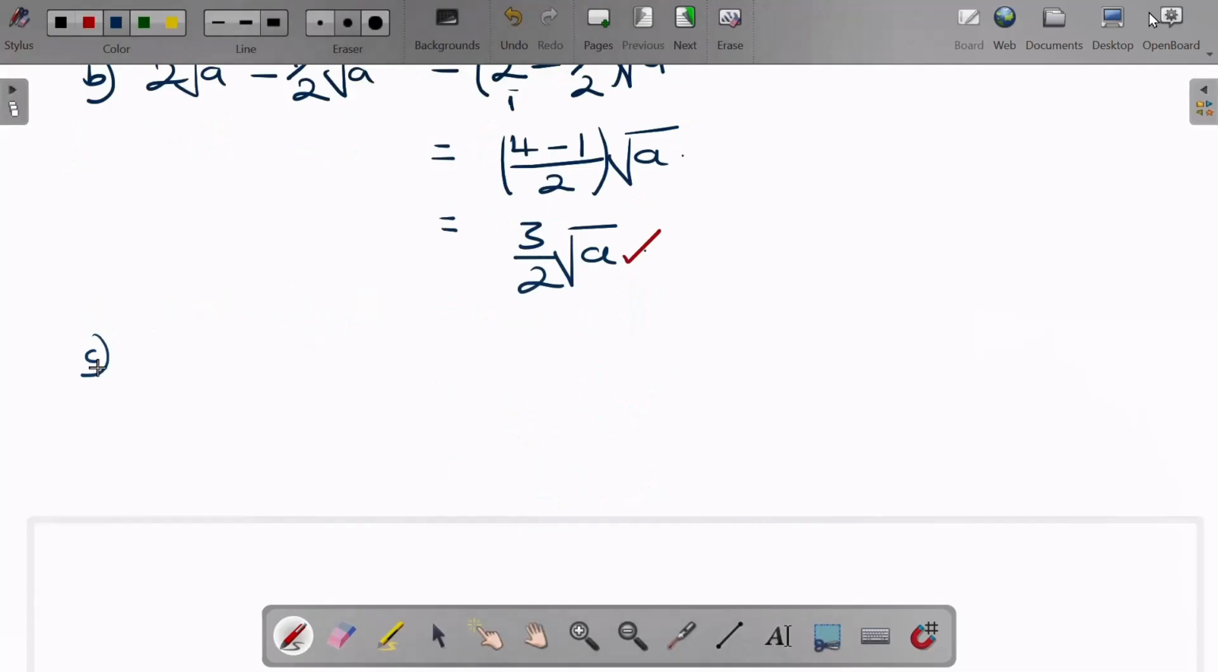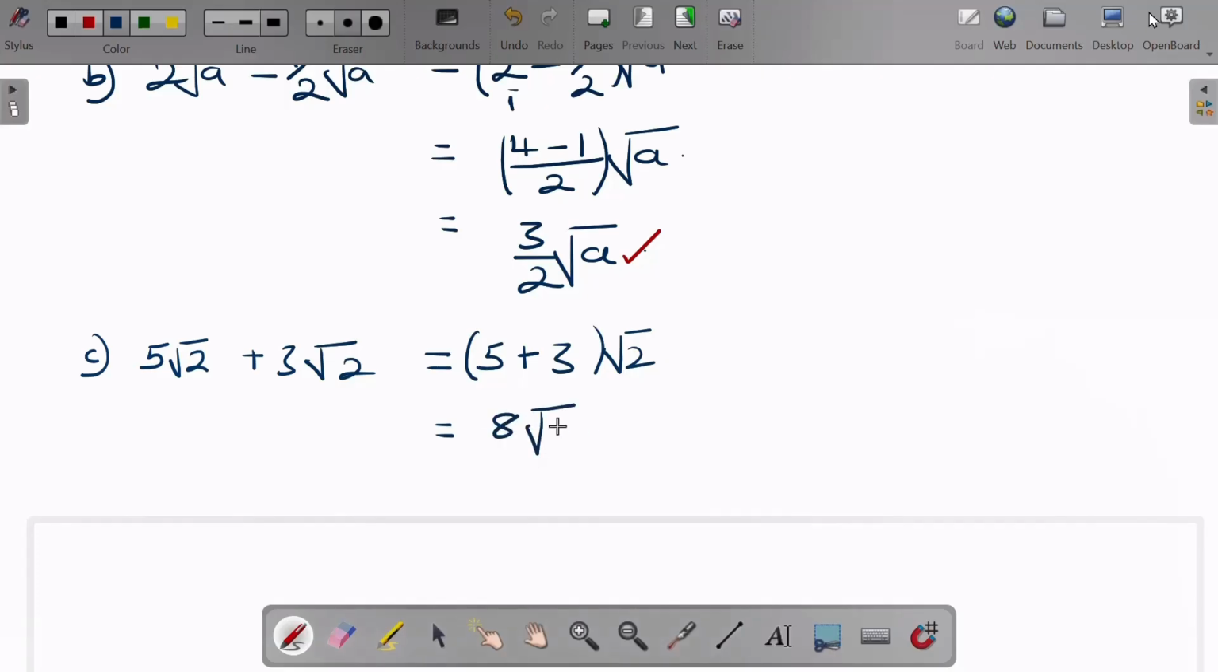Part C, we have 5 square root 2 plus 3 square root 2. This is the same as we pull out the common factor, which is the square root of 2. Then in brackets, we shall remain with 5 plus 3. 5 plus 3 is 8, multiplied by the square root of 2. This becomes our answer for part C.